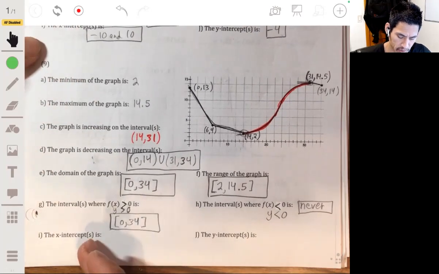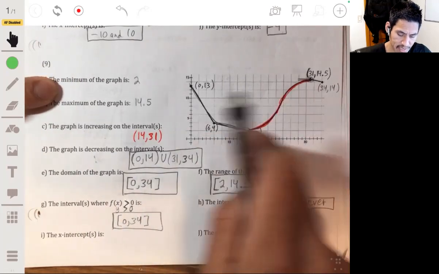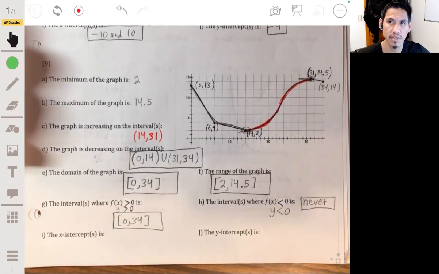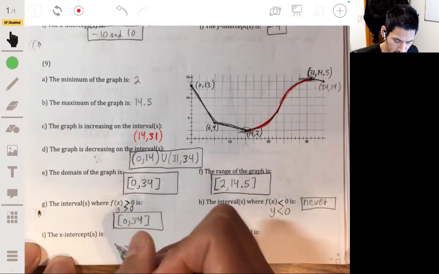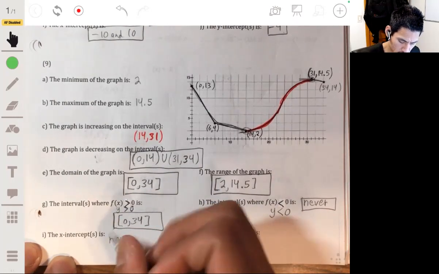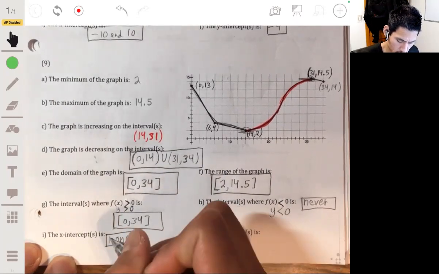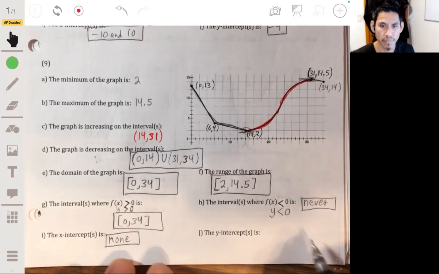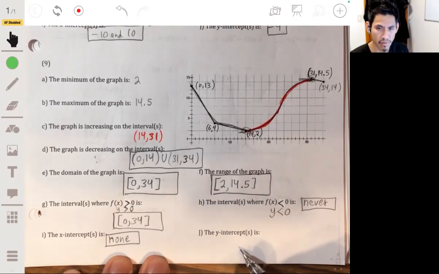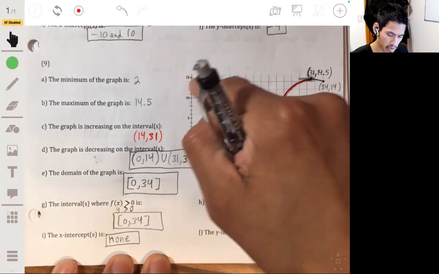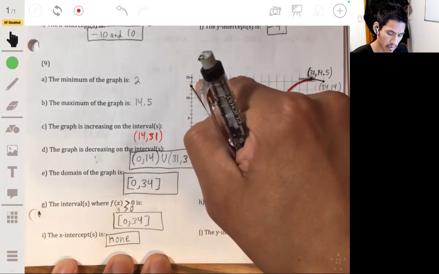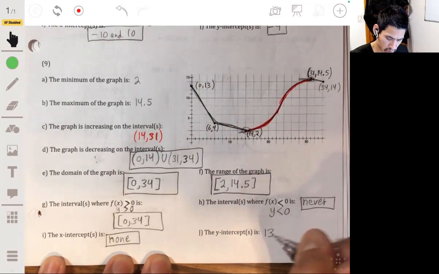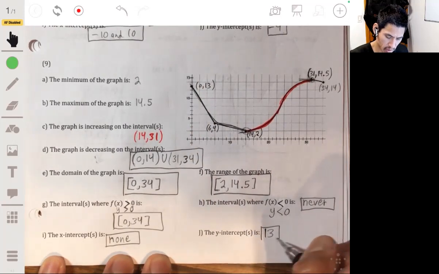And the x-intercepts, where does it intersect the x-axis? Never intersects the x-axis. None. And the y-intercept, where does it intersect the y-axis? At just this point here at 0, 13, but we just write the y coordinate. We just write 13.